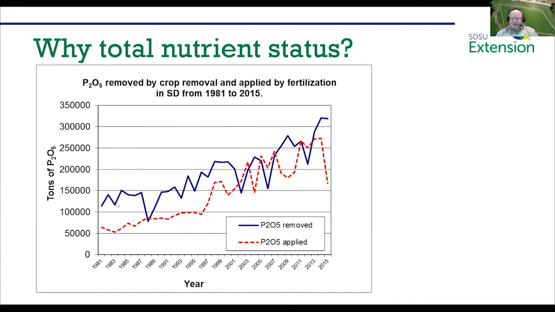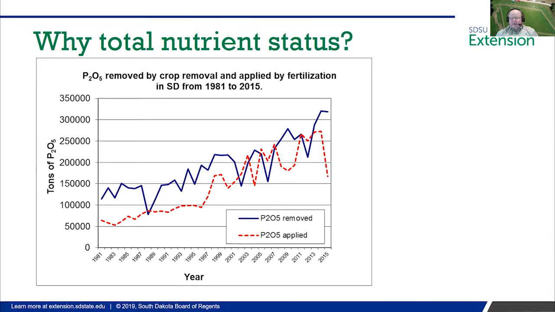So the blue line is the removed, and the red line is what we're applying. So you can see we're falling short in a lot of cases. So where is that extra phosphate coming from? Well, it's coming from the minerals in the soil. As they break down, they release phosphorus and the plants, and we are removing that.